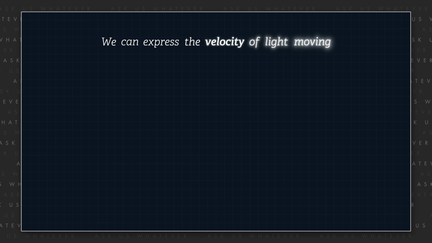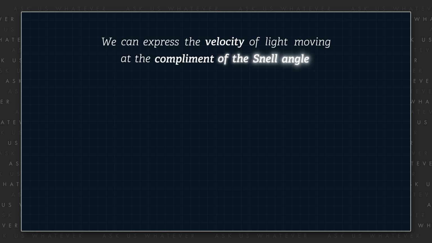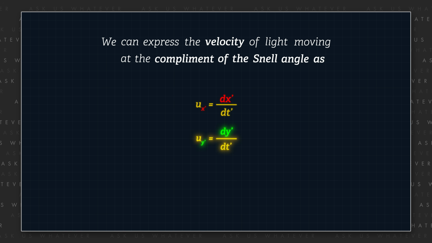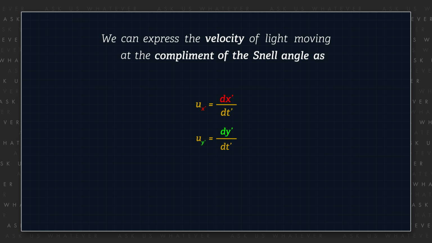Okay, let's pause. How many of you think I'm just pulling ideas out of the ether? I hope there's a few of you because I now want to surprise you. Let's take a relativistic approach to the problem and use the relativistic velocity addition formula to add velocity components. We can express the velocity of light moving at the complement of the Snell angle as x prime and y prime speeds relative to frame S prime.